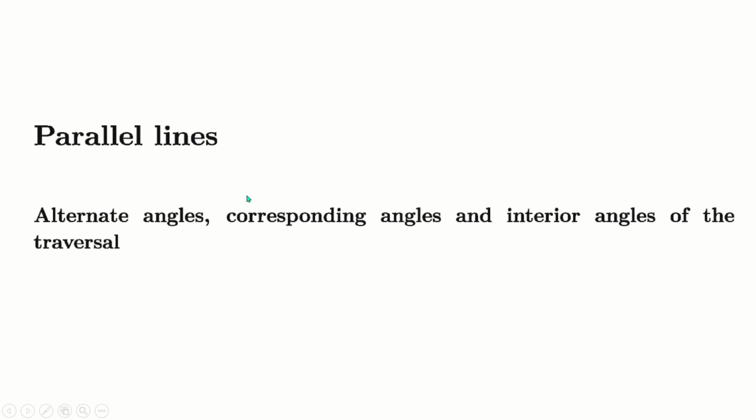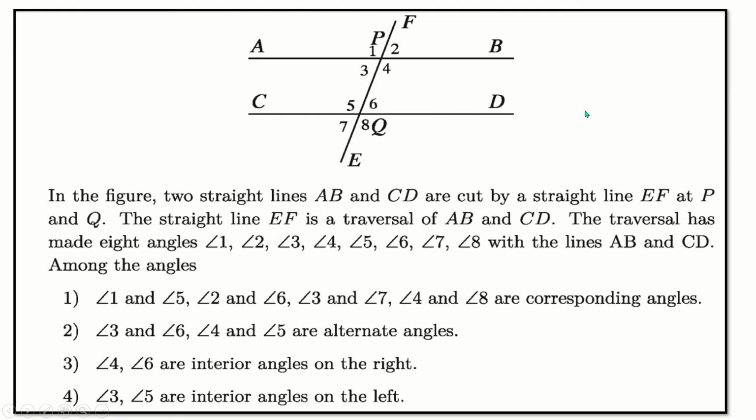Now parallel lines: alternate angles, corresponding angles and interior angles of the transversal or interceptor. Follow here: AB and CD are two parallel lines, and EF is the transversal or interceptor of the parallel lines AB and CD. Then it produces angles 1, 2, 3, 4, 5, 6, 7, 8.